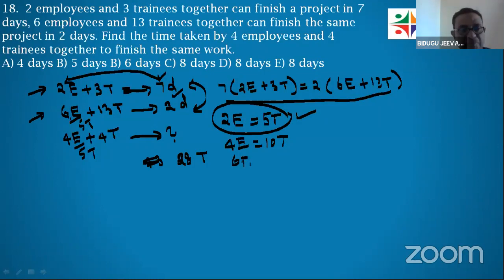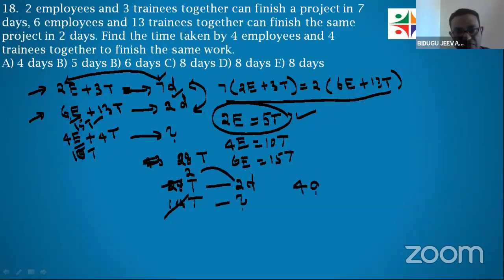15 plus 13, 28. So 28t can do the work in 2 days, and 14t can do the work in how many days? 2 2s are 4 days. It's very clear, the answer is 4. My request is that I want you to do the calculation straight away.